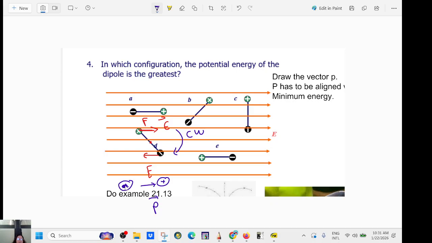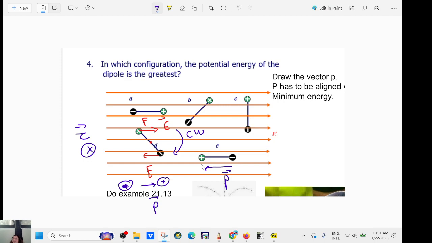Because the minus will be here, the plus goes there, so P will be aligned with E, and then it's happy. So if it's clockwise, that means the torque will be into the board. Is that clear? Okay. So the dipole wants to go, so here the dipole goes this way, it's not happy.